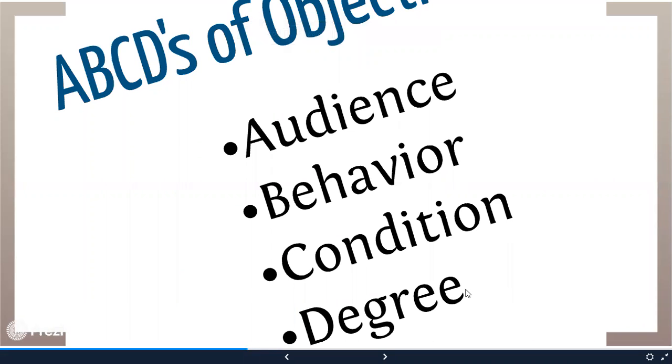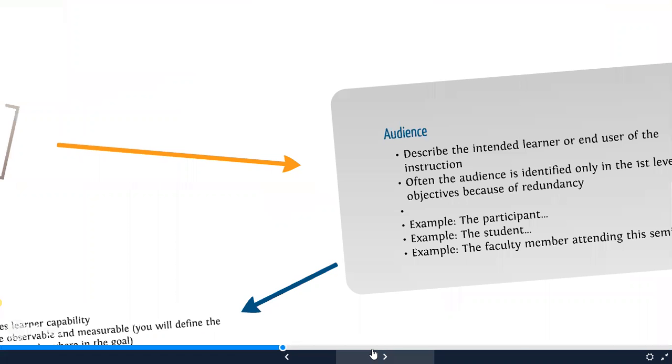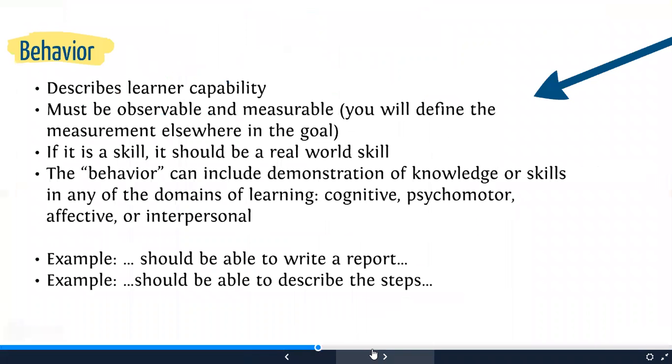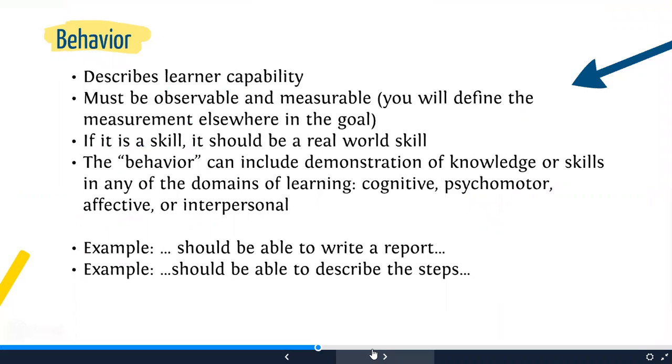Audience, behavior, condition, degree. Audience: describe the intended learner or end user of the instruction. Often, the audience is identified only in the first level of objectives because of redundancy. Behavior describes learning capability, must be observable and measurable. You will define the measure elsewhere in the goal. If it is a skill, it should be a real-world skill. The behavior can include demonstration of knowledge or skills in any of the domains of learning: cognitive, psychomotor, affective, or interpersonal.